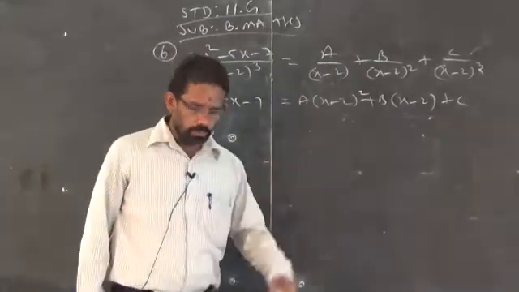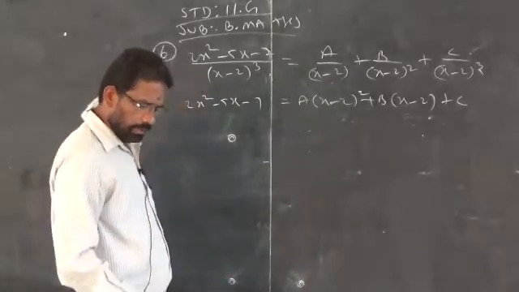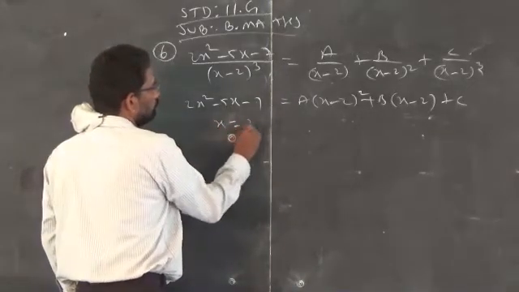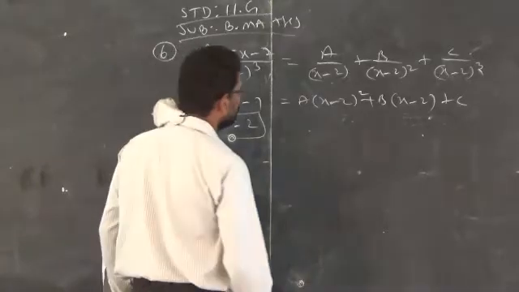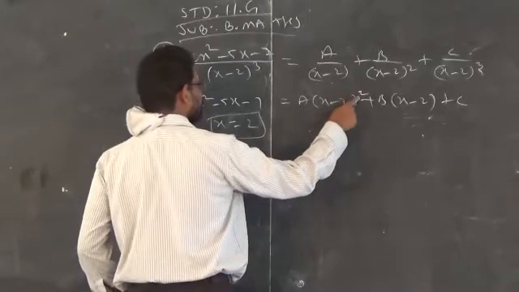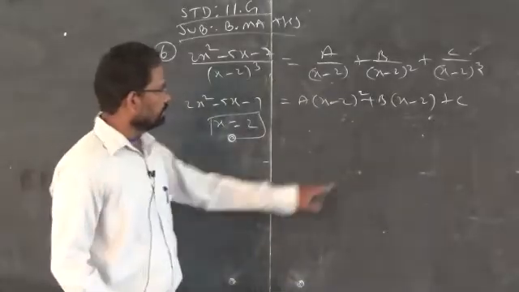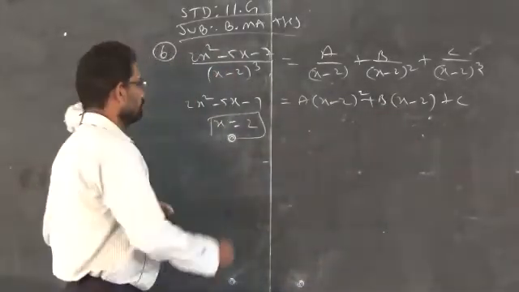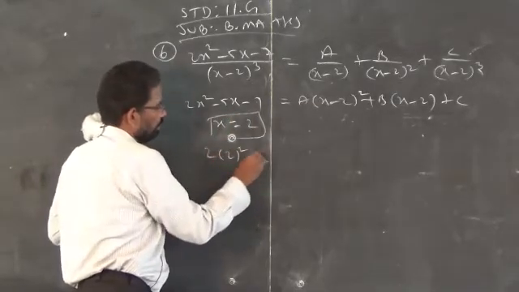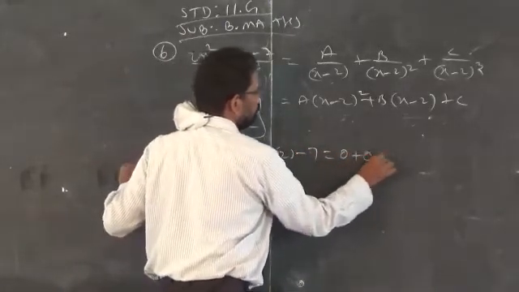As usual, your aim is to make any one term 0. So what are the possibilities? If you replace x is equal to 2, then how many terms vanish? The first two terms, because 2 minus 2 is 0, 0 square is 0, 0 into a is 0. Similarly, the next term 2 minus 2 is 0, 0 into anything is always 0. So replace x by 2 on both sides: 2 of 2 square minus 5 of 2 minus 7 is equal to 0 plus 0 plus c.